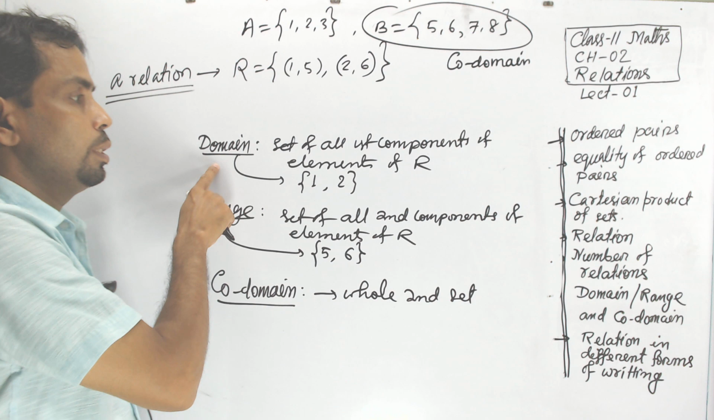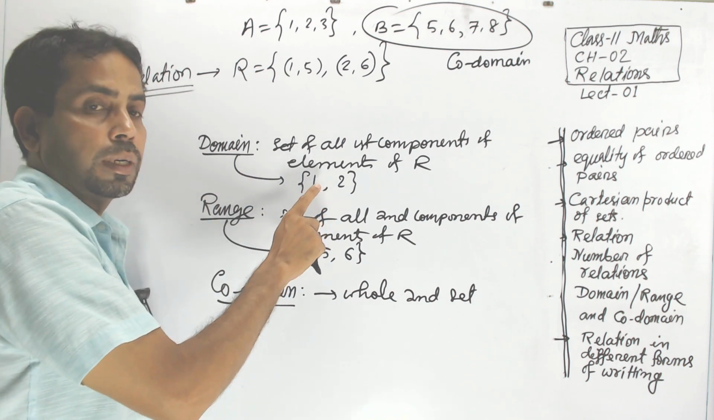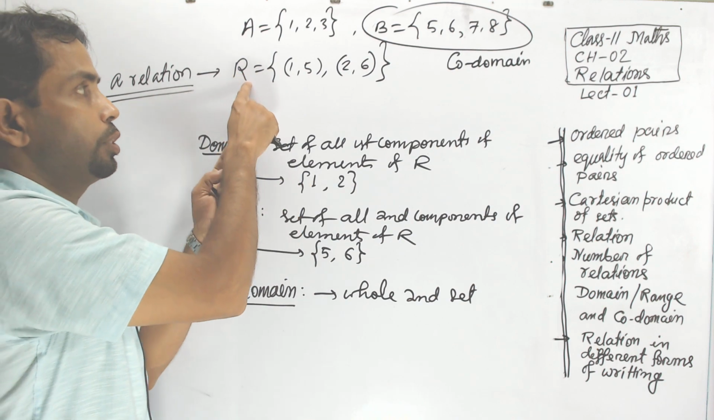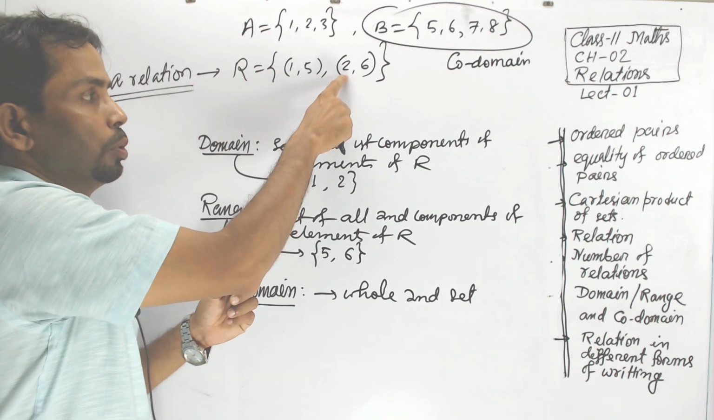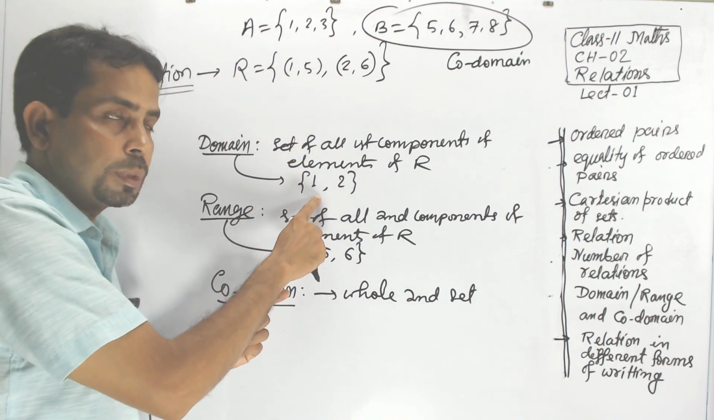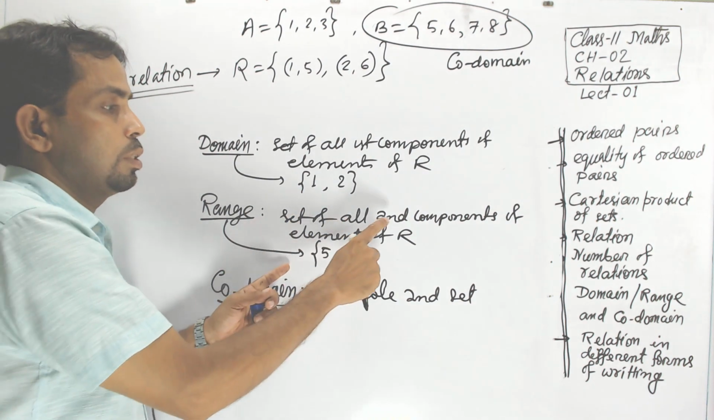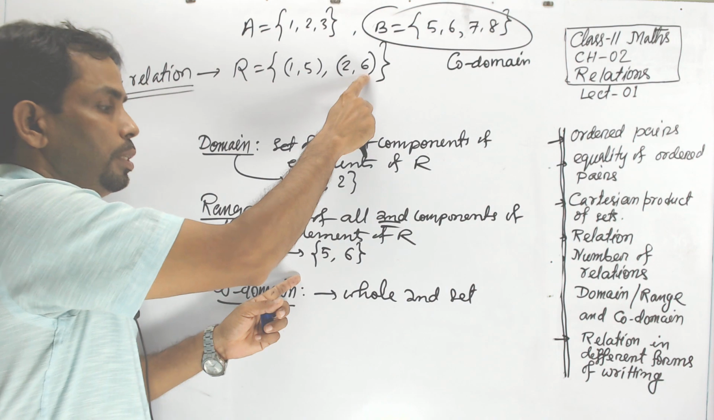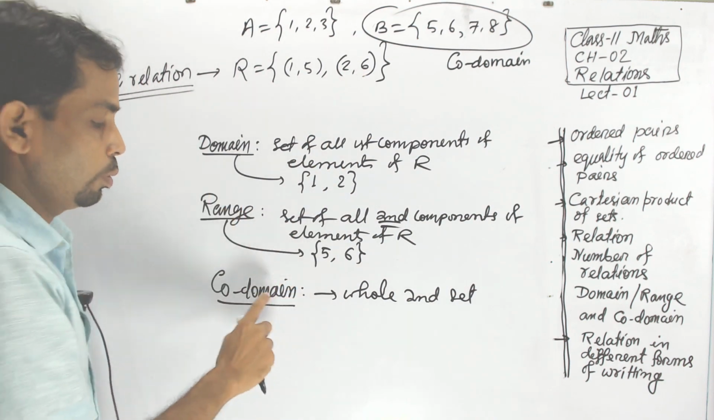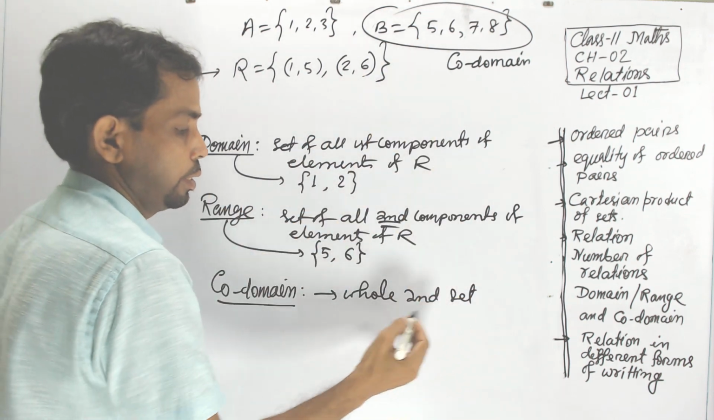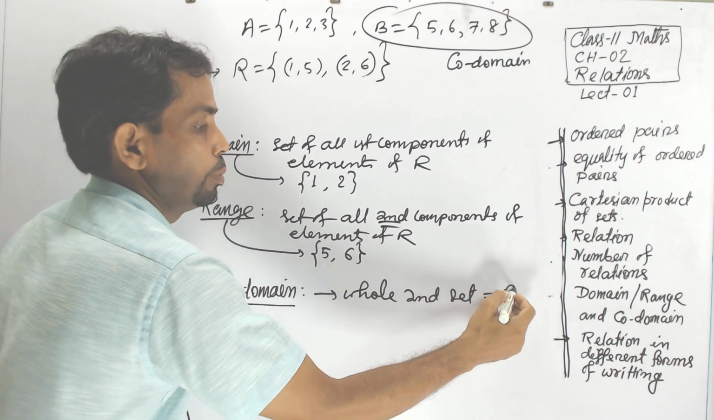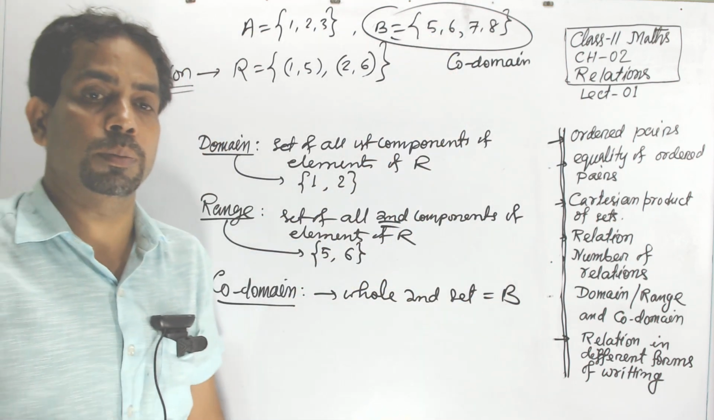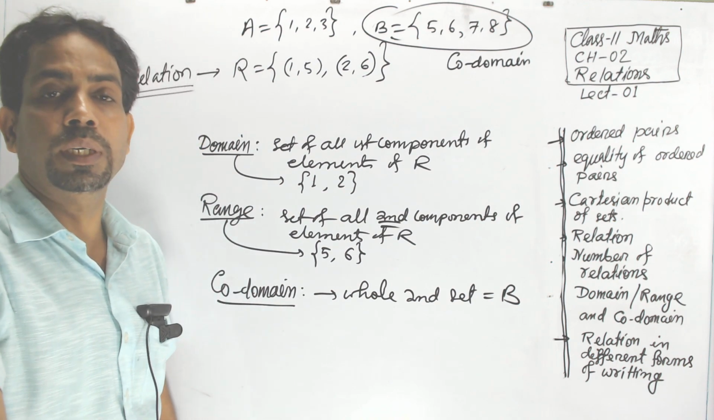So the domain is the set of all the first components of elements of the relation. This is the relation, the first components 1 and 2 make the domain. The range is the set of all the second components of the elements of R, the second components 5 and 6 here make the range. And the codomain is always the whole second set. In this case, the codomain is the set B. So this is about domain, range and codomain of a relation.